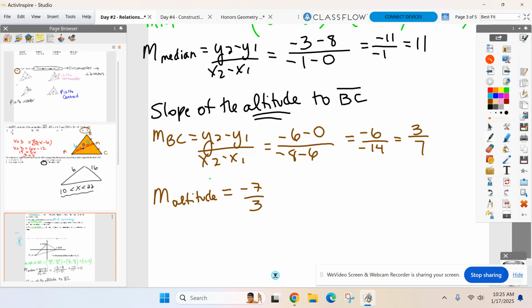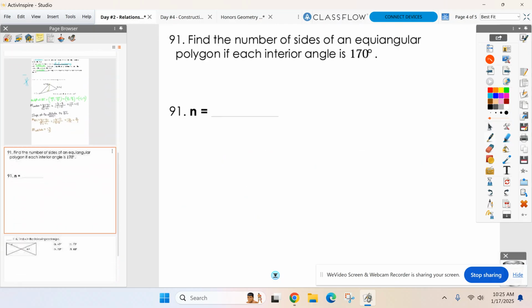I don't want you to forget about these. Find the number of sides of an equiangular polygon. We use the term regular: all sides, all angles are the same. All right, an equiangular polygon if each interior angle is 170. And I hate to break it to you, I wouldn't guess and check. Let me try 5 sides. Let me try 13 sides. You could be there for a while, probably past the 2-hour mark.